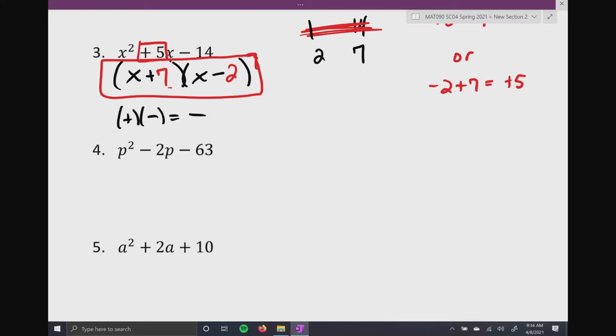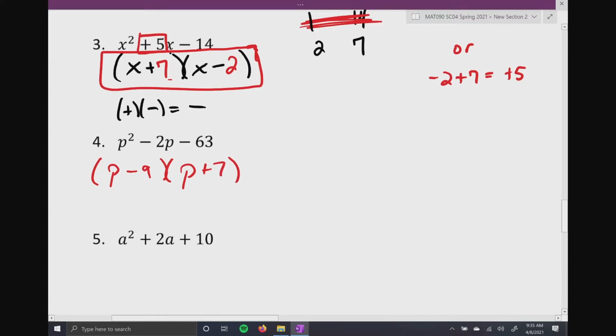Okay, let's try this. So, first, can somebody give me an answer for p squared minus 2p minus 63? I get inside the parentheses p positive 7 multiplied by p minus 9. All right. So, let's go through this. Let's make sure. No. Oh, no. Hold on. P positive 7.